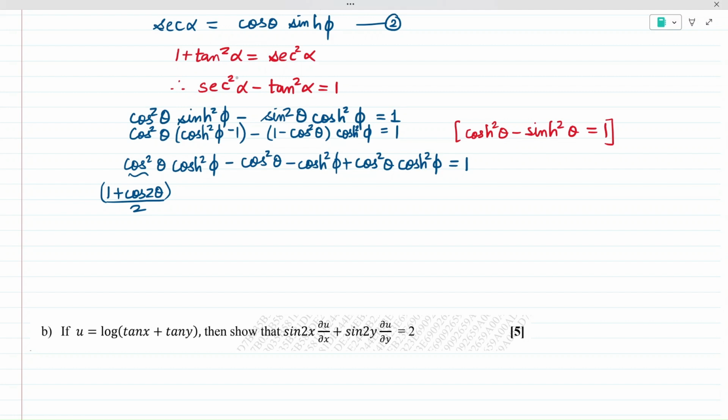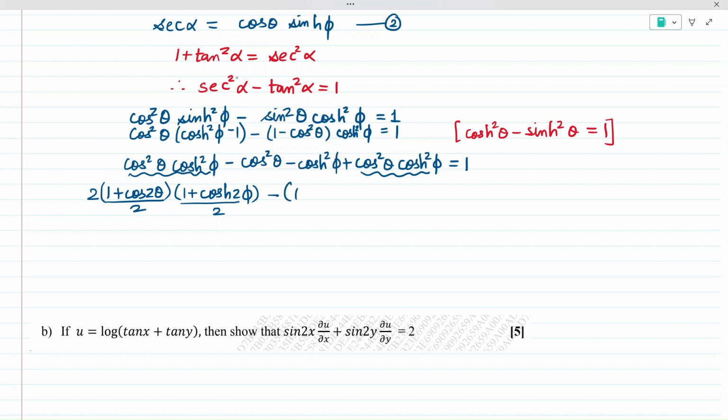And let's understand, this term is here and also here. So this is 2 times, so I just put a 2 here. And cos hyperbolic square will also be 1 plus cos hyperbolic 2 phi. The formula is the same in hyperbolic. And again, it's divided by 2.